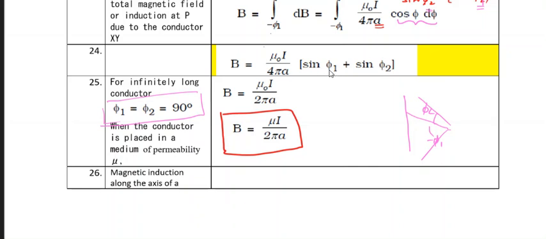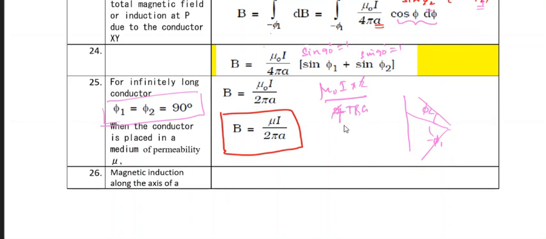Sin 90 is equal to 1, and this is also sin 90, that is equal to 1. So 1 plus 1, how much? 2. Now you have μ0 I into 2 divided by 4π A, and the 2 is cancelled here.